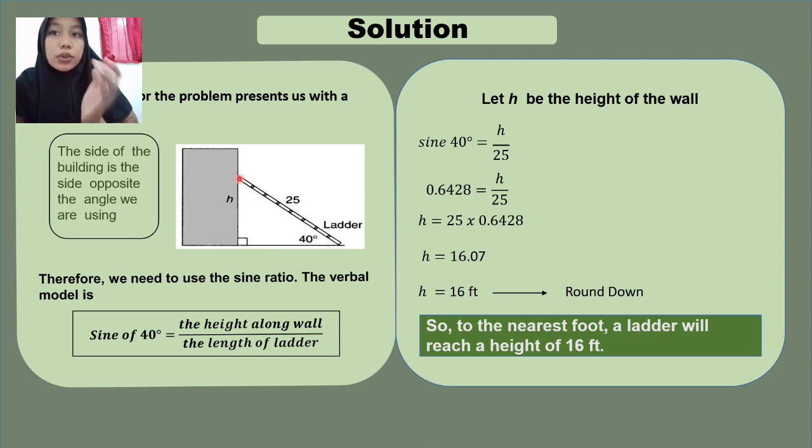Therefore, we need to use the sin ratio. The problem model is sin of 40 degrees equals the height along the wall over the length of the ladder. Let h be the height of the wall. Sin 40 degrees equals h per 25, so h equals 25 times 0.6428. So to the nearest foot, h equals 16. So to the nearest foot, the ladder will reach a height of 16 feet.